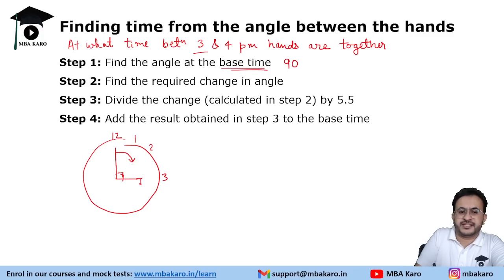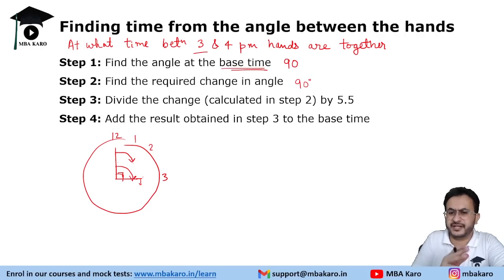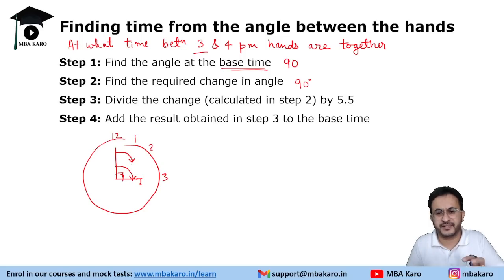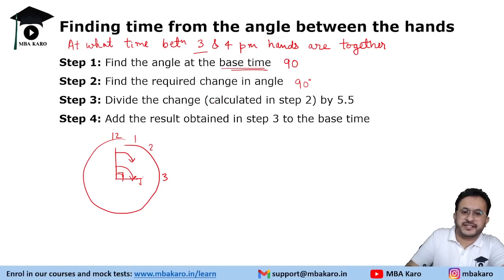What is the required change in angle? This is 90. We need to cover this complete 90 degrees to overlap. So the change in angle is also 90 degrees. It will depend on the situation. We will see examples where this change in angle is different. Okay. Divide this change in angle by 5.5.